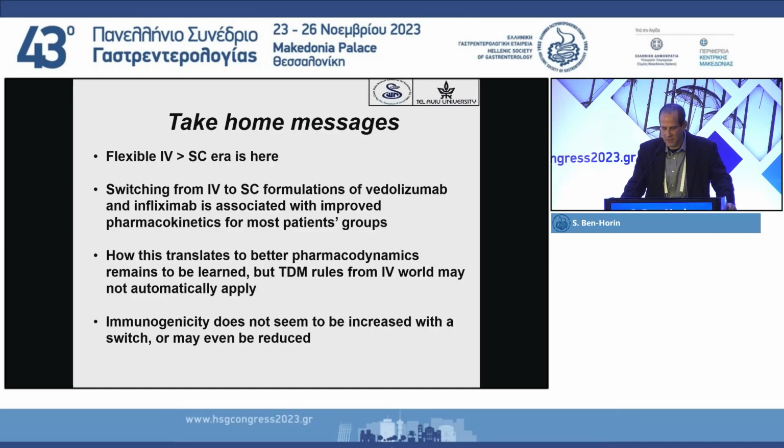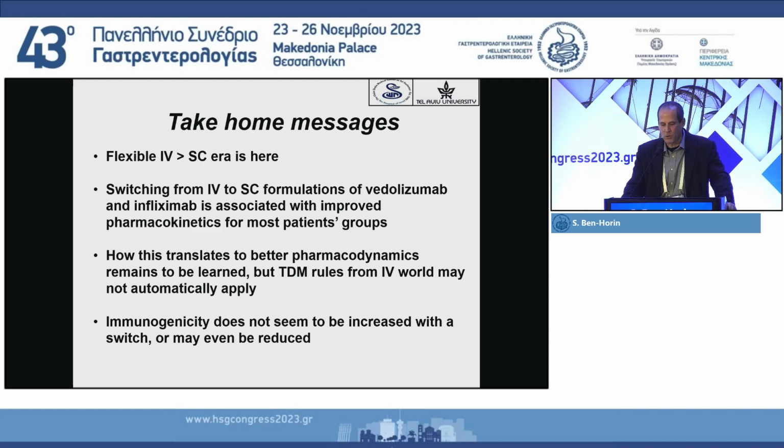So my take-home messages, ladies and gentlemen: I think we are coming to an era where we have to become more and more adapted to this flexible IV to sub-Q. This is why I illustrated to you that all the novel biologics are following this assumption, and we didn't have time to talk about it, but as you know, even with risankizumab now, there is some data suggesting that when you have a loss of response, you can reinduce with an IV induction and return back to sub-Q. So this idea of coming back and forth from IV to sub-Q will be even more pronounced in the near future.